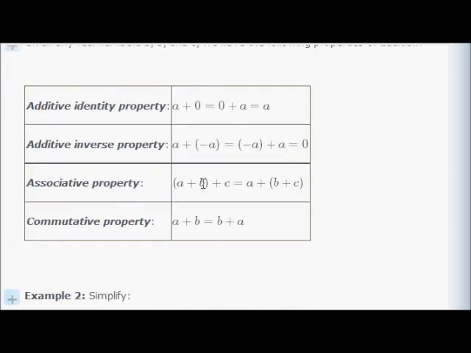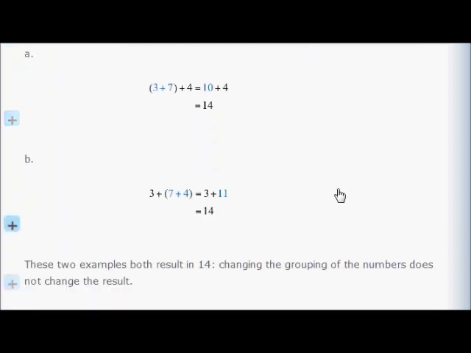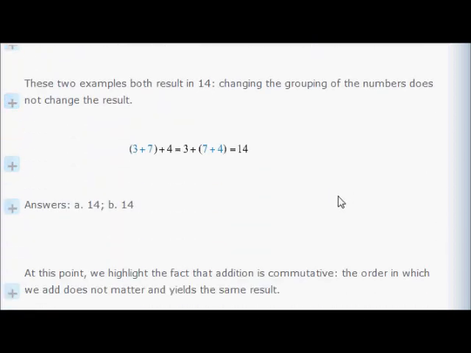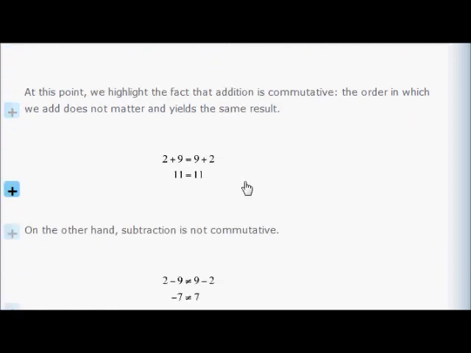So this is really just illustrating the associative property we learned up here. A plus B, and then add on C, or you could add A to whatever the sum of B plus C is. That's the associative property. Changing the grouping of the numbers does not change the result. And that's just what this is showing here. Adding the 3 and 7 first, and then adding the 4, or adding the 3 to the sum of the 7 and the 4 is the same, 14 in either case.